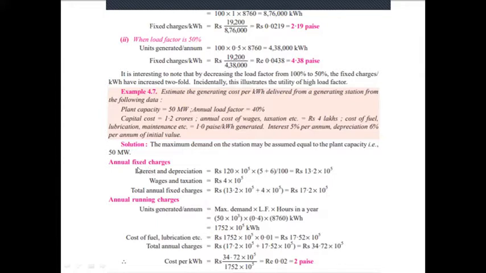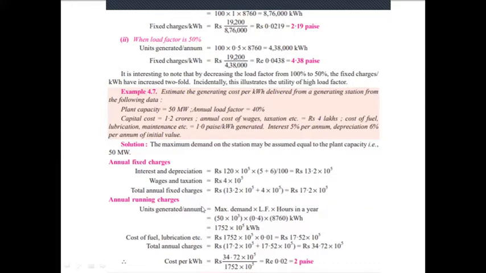So we have calculated annual fixed charges. Next we will calculate annual running charges. Annual running charges you will calculate from the data of cost of fuel, lubrication and maintenance. It is given as 1 paise per kilowatt hour generated. To calculate this running charges, since it is given per kilowatt hour generated, we should calculate the kilowatt hour generated.